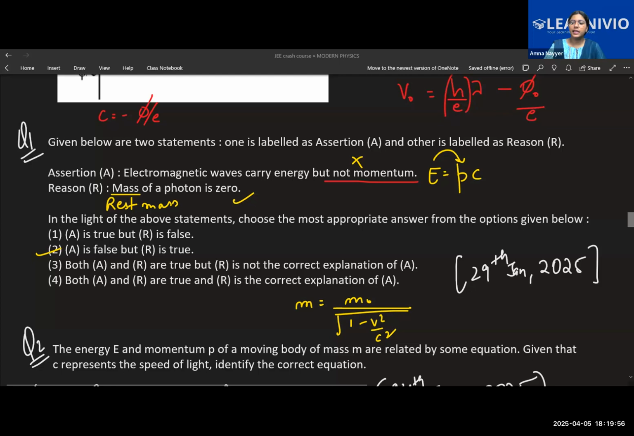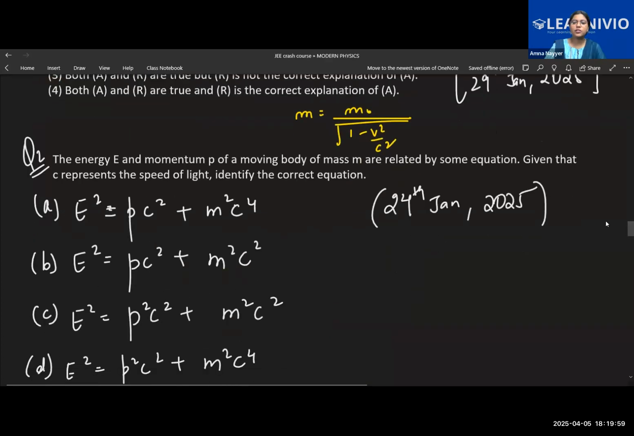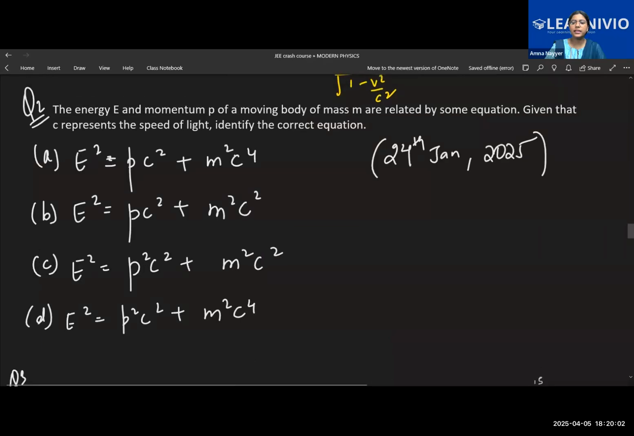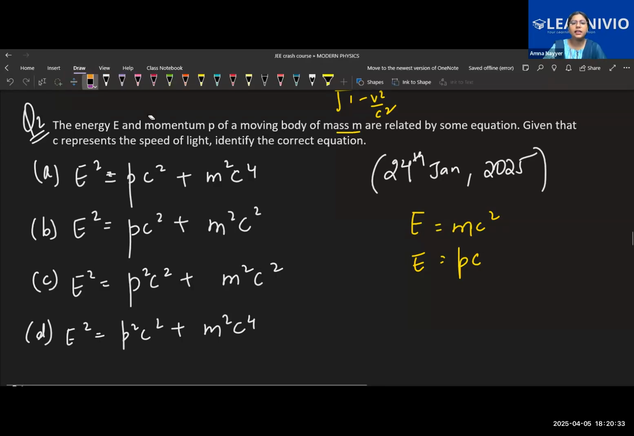Okay, let's move to the next question. This is a question from your 24th Jan 2025. See, this is the question I was referring to. These kinds of questions come directly. The energy E and momentum P of a moving body of mass m are related by some equation. So see, energy is equal to mc square and energy is equal to pc also. But when we're talking about the rest mass, it will be m naught. Right now, this mass is given as m. So that equation which you have written is m only.